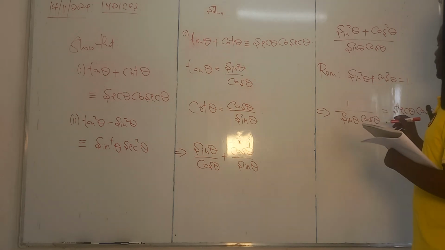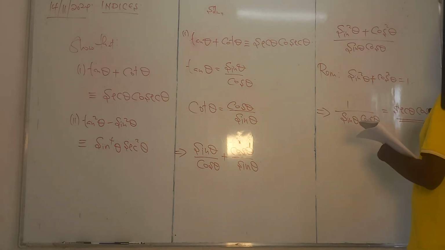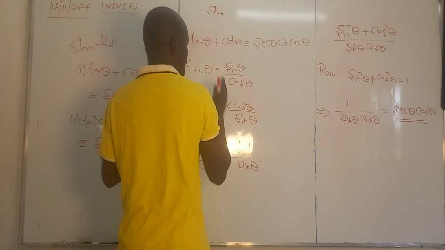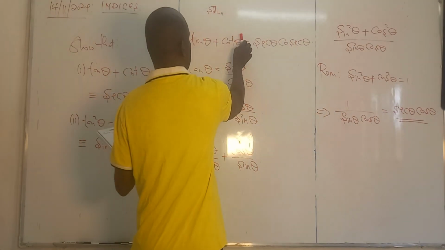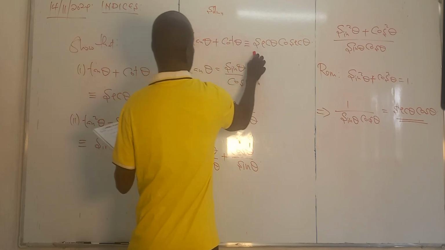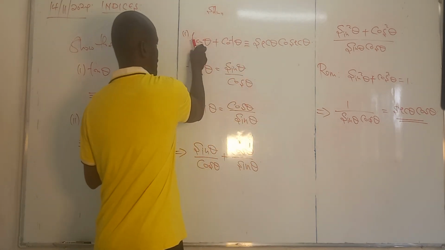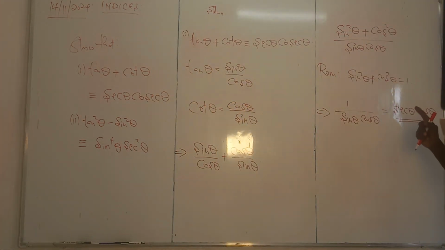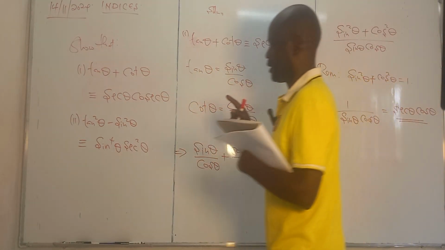And now that's the proof, because we have shown it. When you're asked to show, it simply means start from this end until you get here. So we began with this and we are here. And so that is how we should show for part 1.